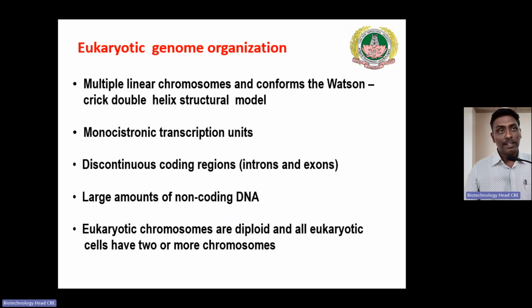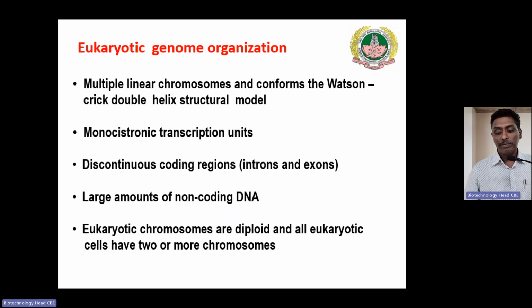Mostly, introns dominate the eukaryotic genome, normally about 98%. The remaining portions are the exons and other regulatory elements. It has a large amount of non-coding DNA. The non-coding DNA is otherwise called introns or intervening sequences.